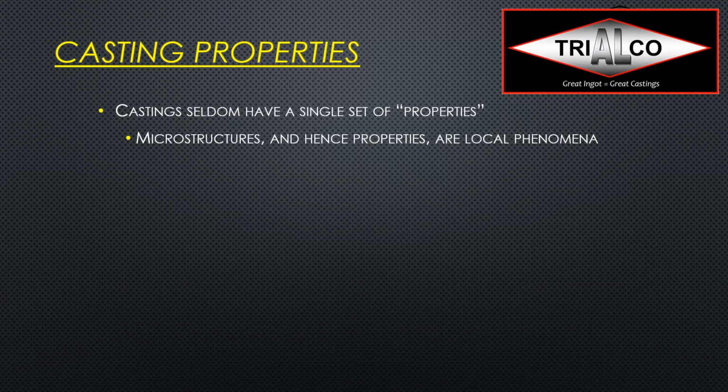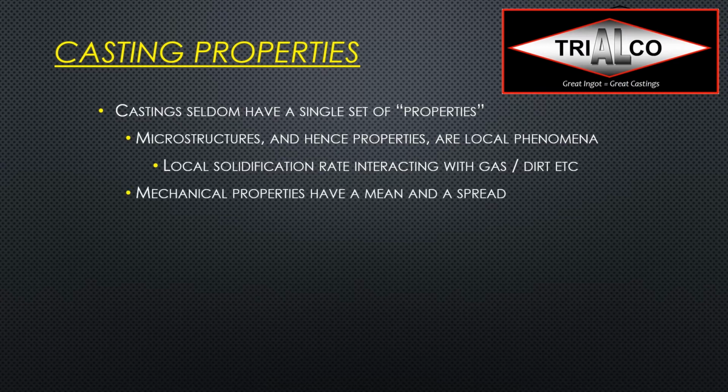So castings will get very different properties depending on the wall thickness, where it is close to the gating, close to the overflows and things like that. So it really depends on the microstructure, and therefore it's a local phenomenon, not just a general phenomenon all over the casting. So local solidification rate, interaction with gas and dirt, porosity in a certain area will really determine my properties. And then I should always calculate there will be a certain mean, a certain average property, and then I will have a certain spread.